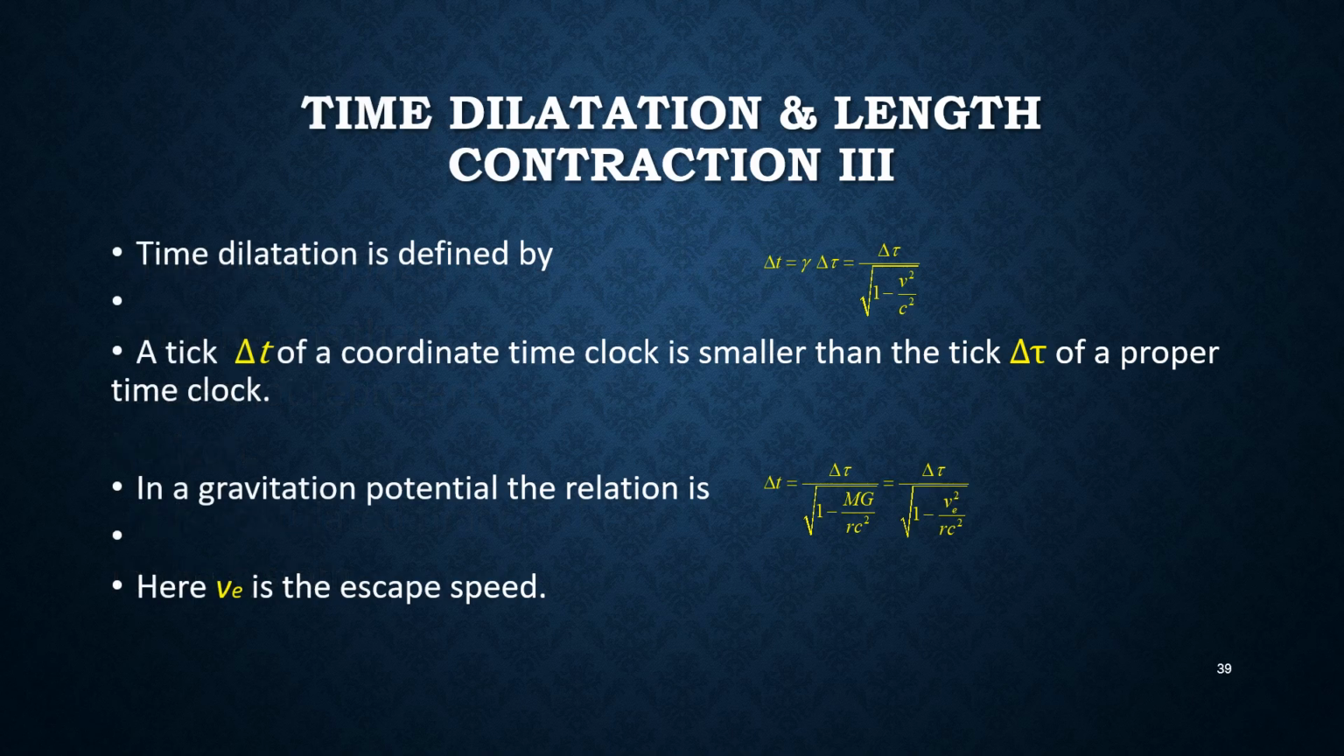Time dilatation is defined by a tick delta t of a coordinate time clock being smaller than the tick delta tau of a proper time clock. In a gravitation potential, the relation is: here VE is the escape speed.